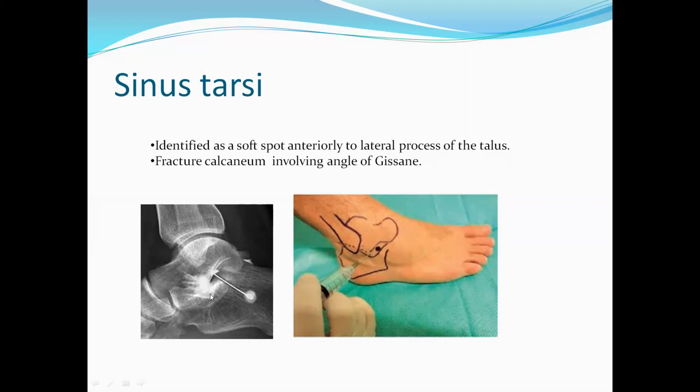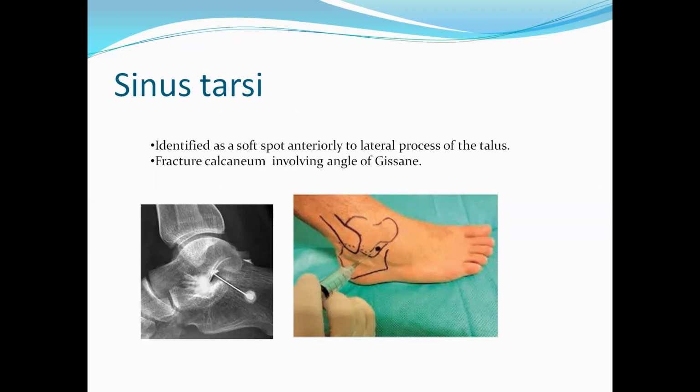And this injection has both diagnostic and therapeutic value. Here, the soft spot is identified. It is anterior to the lateral process of the talus, and you can palpate the anterior margin of the lateral malleolus, go down around 1 centimeter below. You can palpate the soft spot. If you go for inversion, you can find the soft spot on the lateral side over the sinus tarsi, and you can inject into the joint.